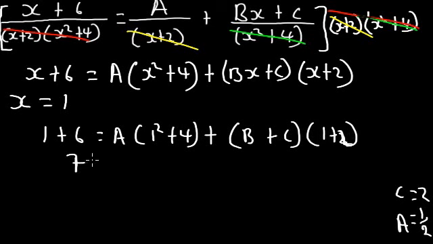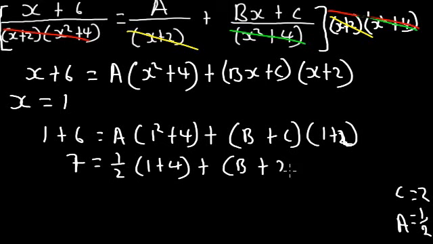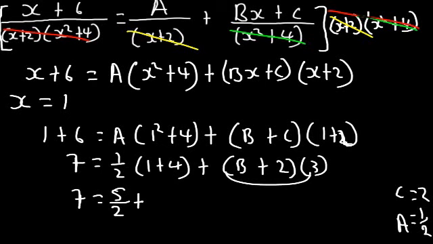1 plus 6 is 7 equals a, which is 1 half, in the bracket of 1 plus 4. Then plus b, which is what I'm solving for, plus c, which is 2, then multiply by 3. 7 equals 5 by 2 plus 3 times b, that's 3b, then plus 3 times 2, that's 6.